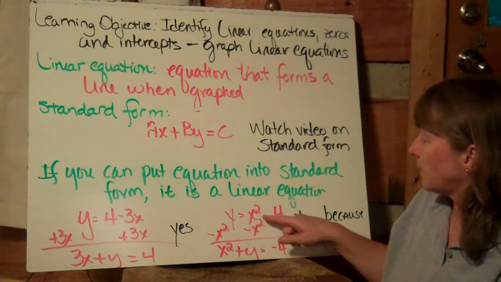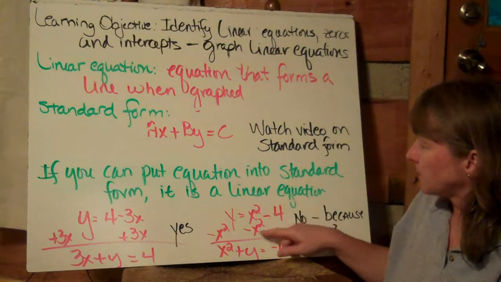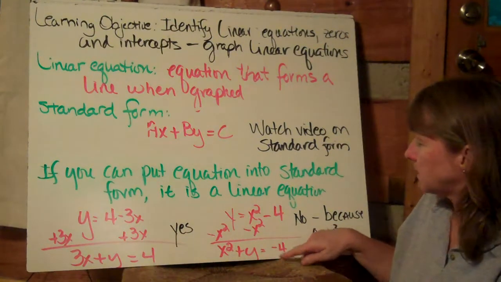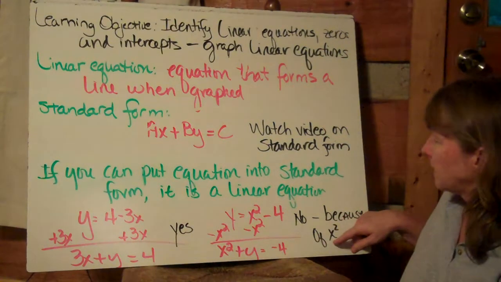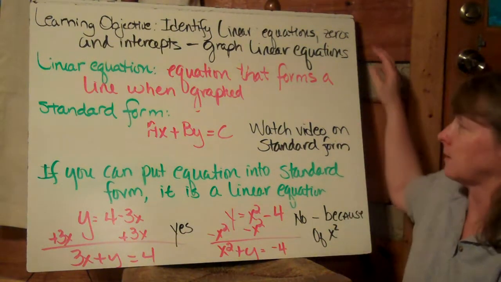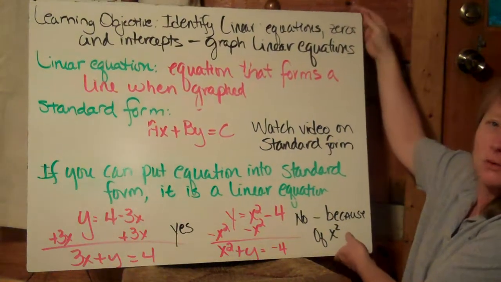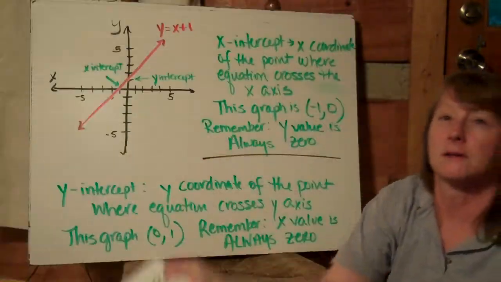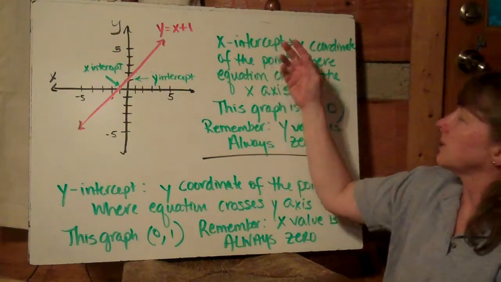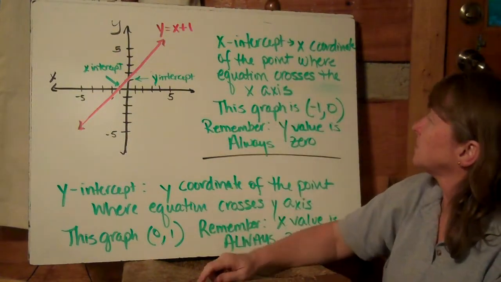Here you have y equals x squared minus 4. I can subtract x squared from both sides, but the square is what makes this one not be a linear equation. So anything that's squared or cubed is not. Okay? Let's look at the x and y intercepts.